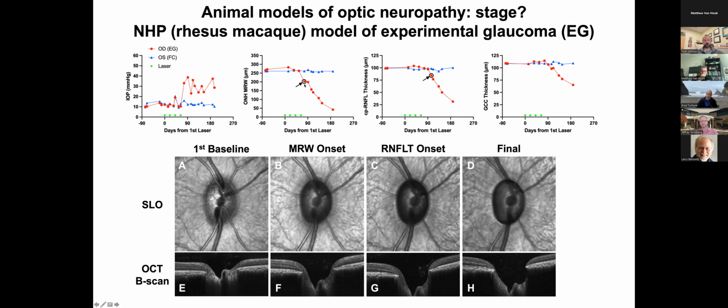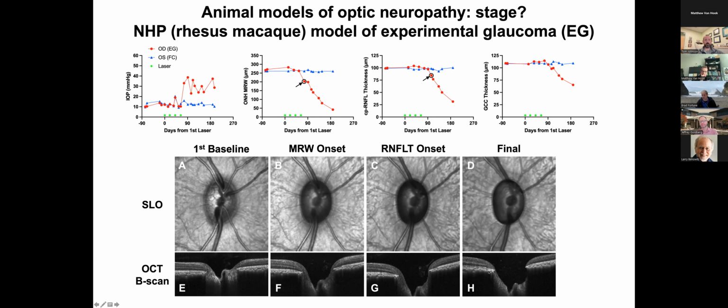We tend to be interested in these early time points, the so-called onset. And what I mean by onset in this case, just to define it, is the first observation below test-retest variability. It's actually below the 5th percentile of test-retest variability, as long as it's confirmed. So then you actually go from 95% specificity to 100% specificity if you get a confirmation. MRW onset is almost always before RNFL thickness onset, but here are the SLO images along with some mid-horizontal B scans to show you the increased cupping and excavation, progressive thinning of the rim tissue.